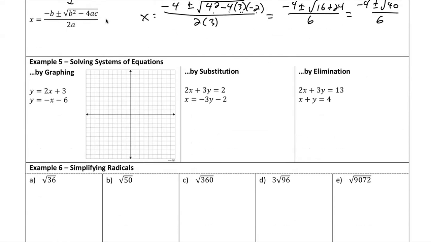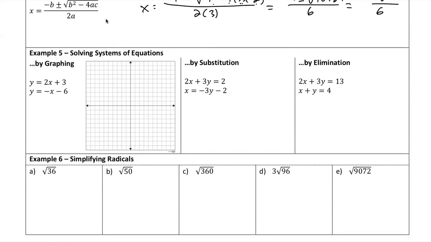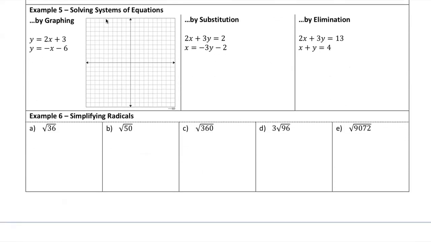All right, next one is solving systems of equations. Honestly, we're going to skip that for now. We're not going to worry about example 5, but let's talk about simplifying radicals real quick. Simplifying radicals means we are looking for common factors that can divide out to make these into smaller values.